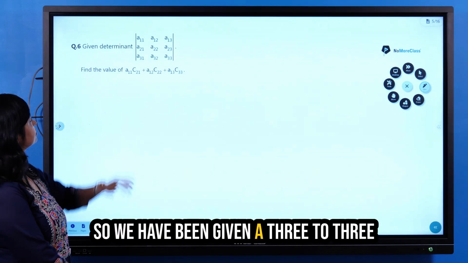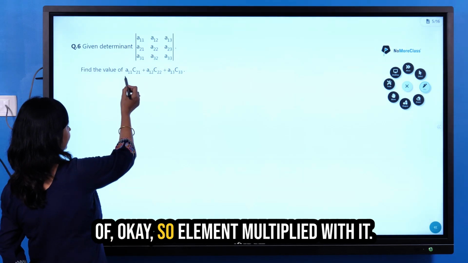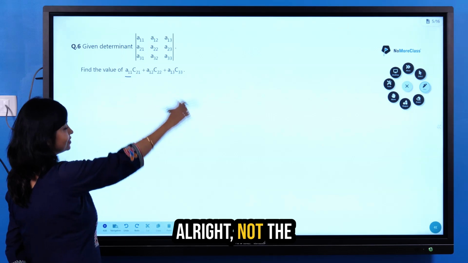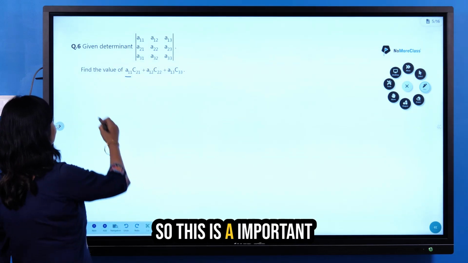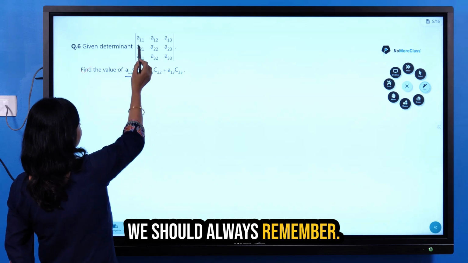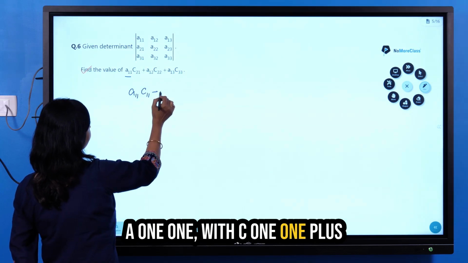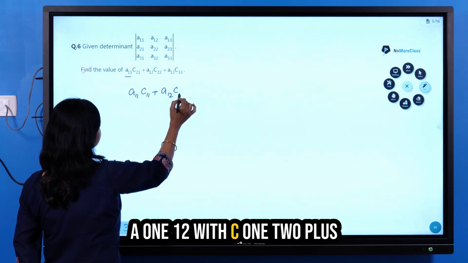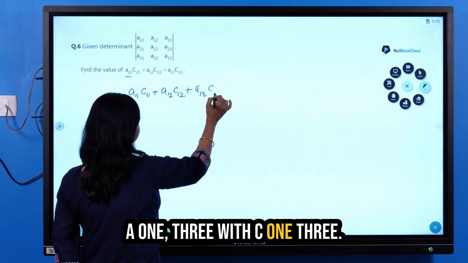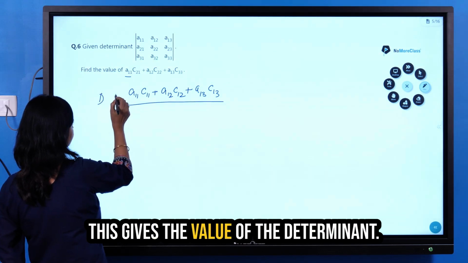So we have been given a 3 by 3 determinant and we have to find the value of the element multiplied with it, not the corresponding cofactor. So this is an important determinant property that we should always remember. A11 with C11 plus A12 with C12 plus A13 with C13 gives the value of the determinant.